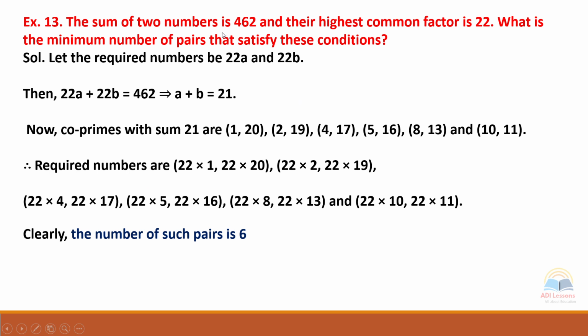The sum of two numbers is 462 and their highest common factor is 22. What is the minimum number of pairs that satisfies these conditions?